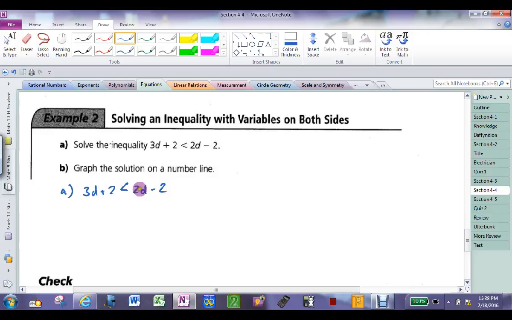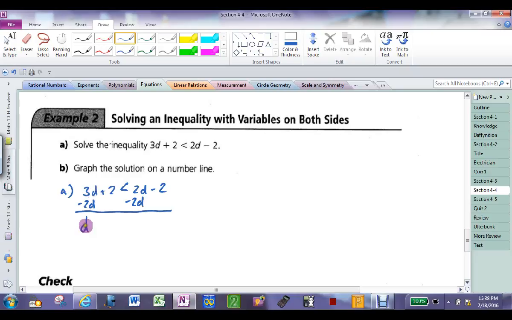How do I get rid of a positive 2D? I subtract 2D. I am subtracting from this side, so what do I do to the other side? Subtract 2D. From where? From 3D. Why from 3D? Because they're both the same. Because they're like terms. Did I subtract from both sides? Yes. So does the symbol change? No. 3D minus 2D is 1D.